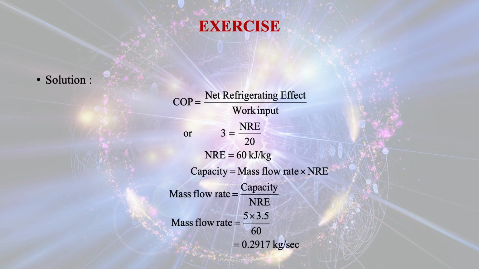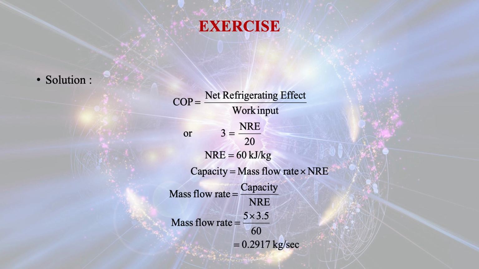So we know very well that COP is equal to net refrigerating effect divided by work input. Here COP is given as 3, equal to NRE, that is net refrigerating effect, divided by work input. Here work input is given as 20 kJ per kg. So net refrigerating effect comes out to be 60 kJ per kg.